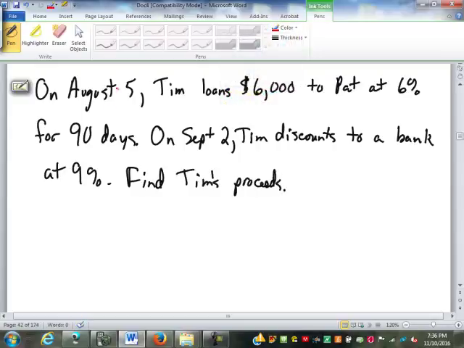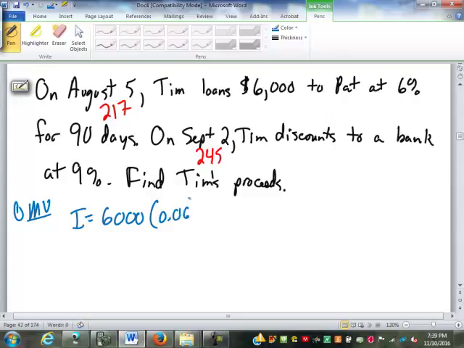So I'm going to read off the days for August 2nd. 245. Thank you. Okay, I'll pause and let you guys. So first, maturity value of the original note. How do we do that? $6,000 times 0.06 for 6%, and divide by 360. So we get $90. So $6,090 is our maturity value.